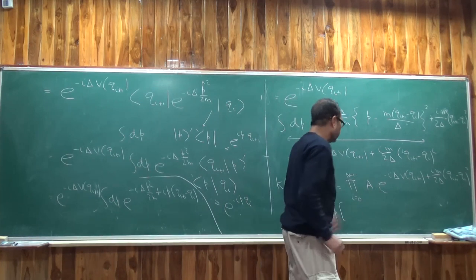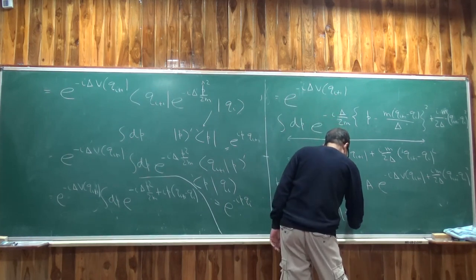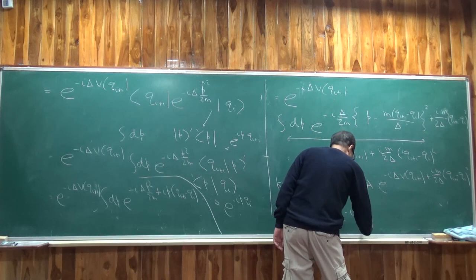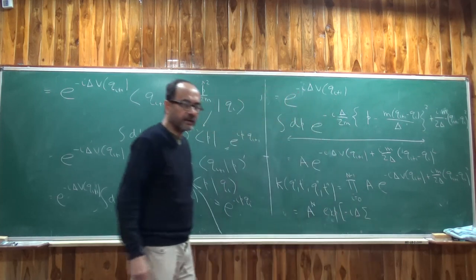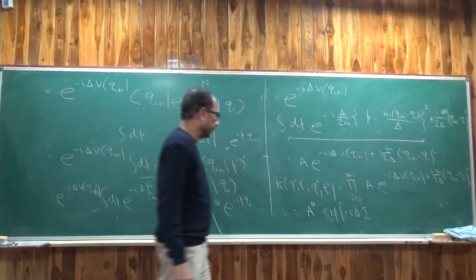So I'll write it as a sum of minus i delta. There are too many i's, but this i is the square root of minus 1. Okay, the other one is the index i.